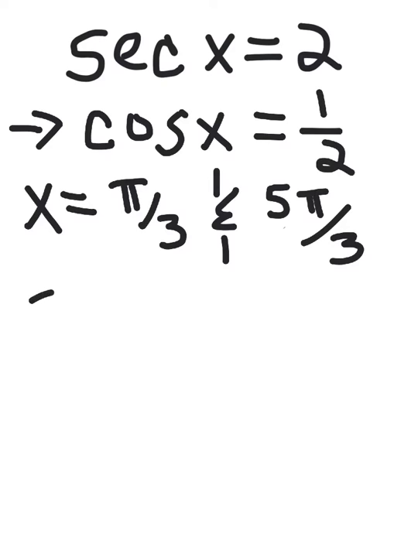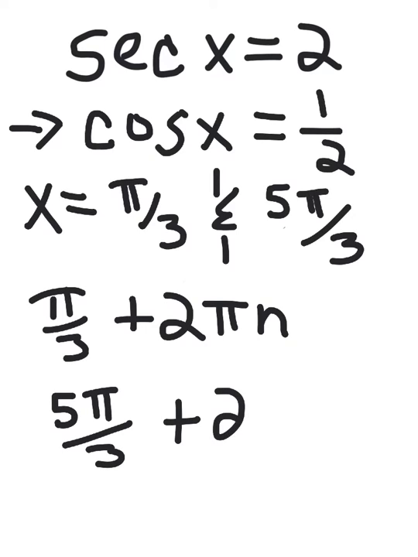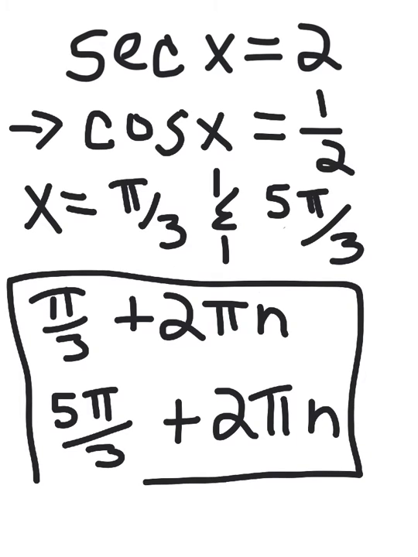So I'm going to take pi over 3, and to represent all the other solutions in all the other periods, I'm going to add 2 pi. If I add 2 pi, I'll get to the next period. I'll be right there at the same answer. And because there's multiple periods, I'm going to say 2 pi n. N represents the number of 2 pi's I'm going to add or subtract to pi over 3 to get to my other answers. I'm going to do the same thing with 5 pi over 3 and add 2 pi n. And these represent all my solutions to where secant x is equal to 2.